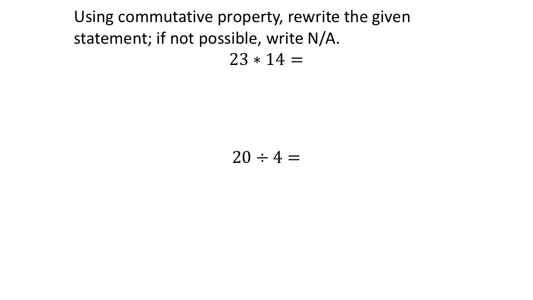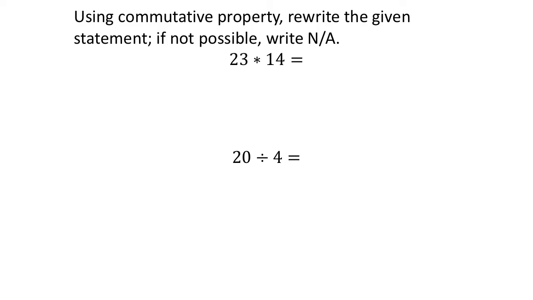All right, use the commutative property to rewrite the given statement. If not possible, we'll write NA. That's okay. And it's not asking us to solve this, which I think is pretty convenient. The commutative property just says that these two values, we're just going to switch, right?